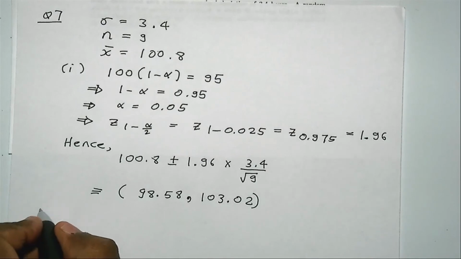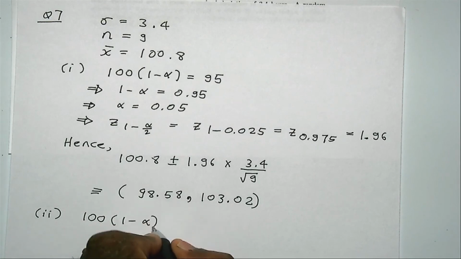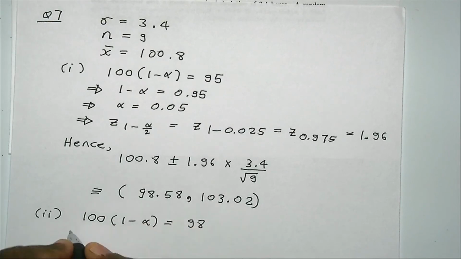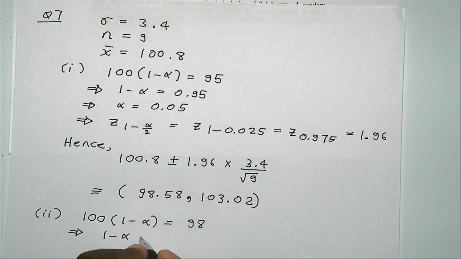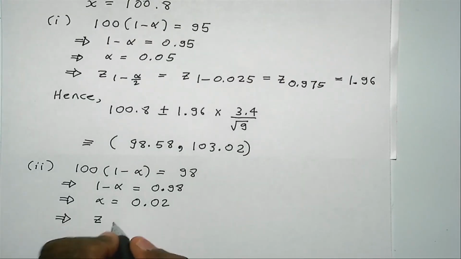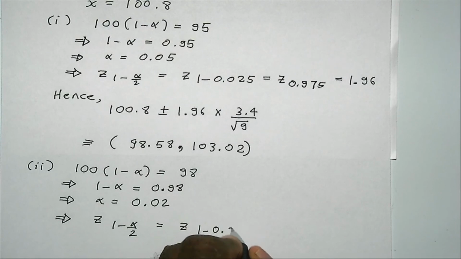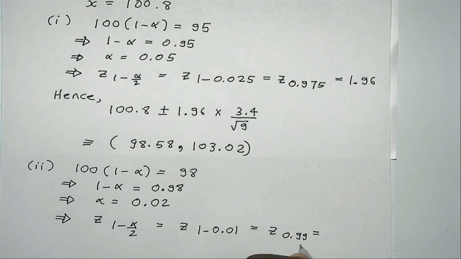The second part, we want a 98% confidence interval. So 100 times 1 minus alpha is 98. So your 1 minus alpha is 0.98, and your alpha is 0.02. And your z 1 minus alpha by 2 is z 1 minus 0.01, which is z 0.99, and if you read this off the table, you will get 2.3263.